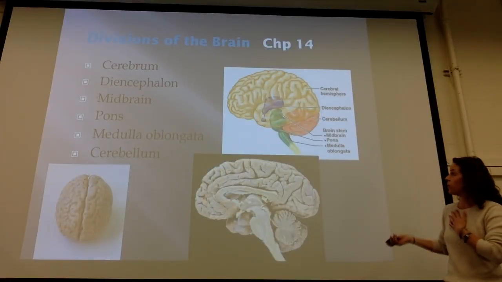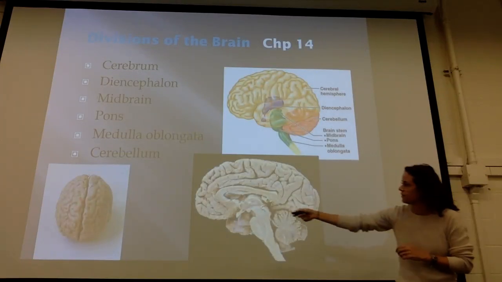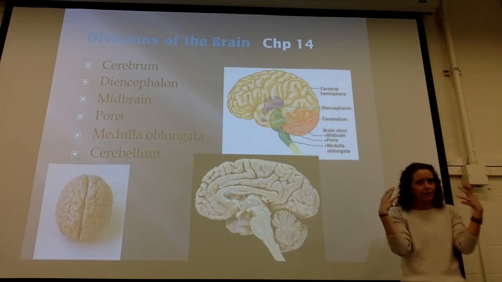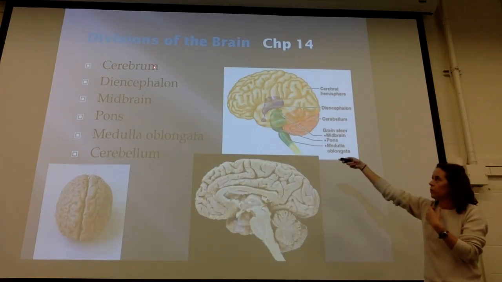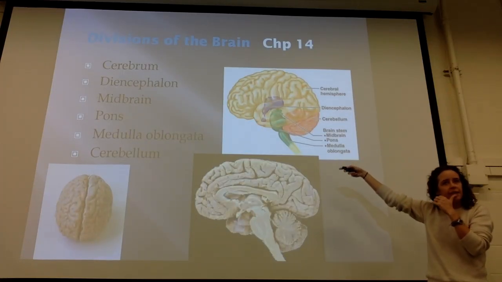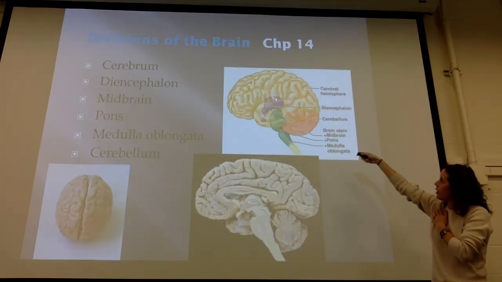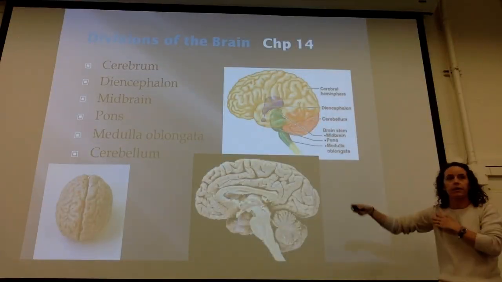So the brain in general, when people think of the brain, you're probably thinking of something like this picture here with the squiggly, maybe thinking of it as pink. That squiggly pink part is the cerebrum, but there are other pieces of the brain as well that we'll look at today: the diencephalon, the midbrain, the pons, the medulla oblongata, and the cerebellum.